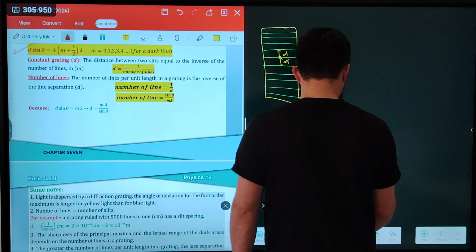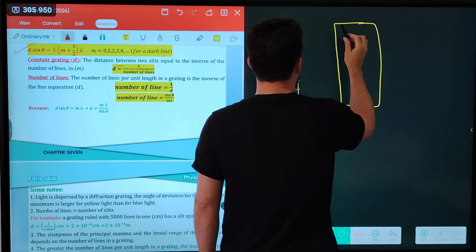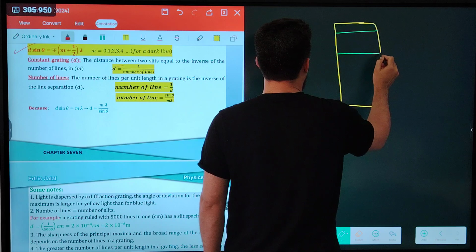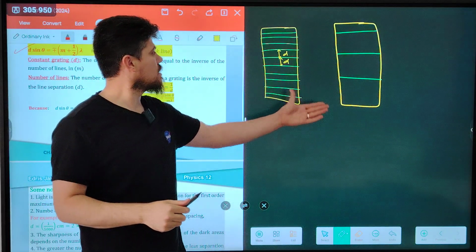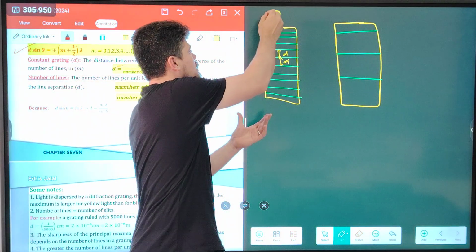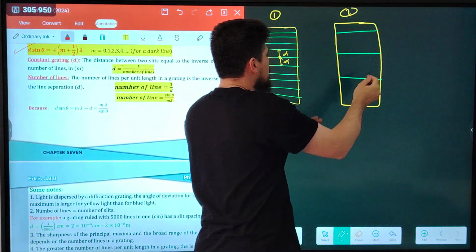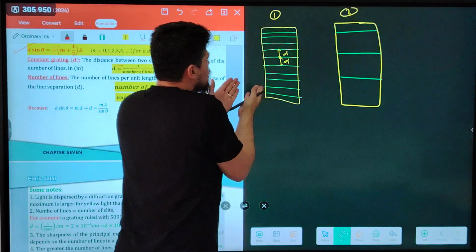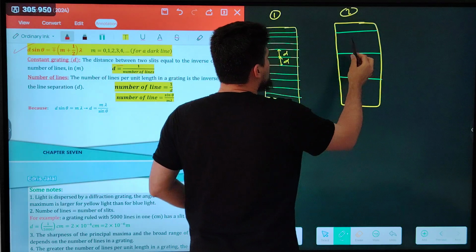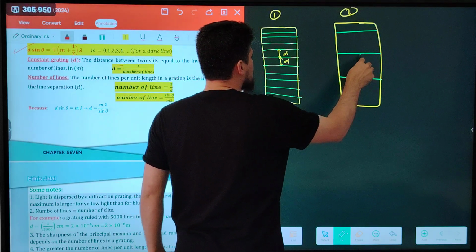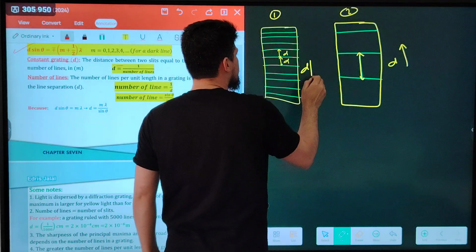Here we have more distance, and also we can make another diffraction grating with a few lines. So we have two diffraction gratings. The first diffraction grating has many lines, and the second has a few lines. The first has more number of lines, the second one less, but the second one has more distance between the lines. D is more here, but D is less here.